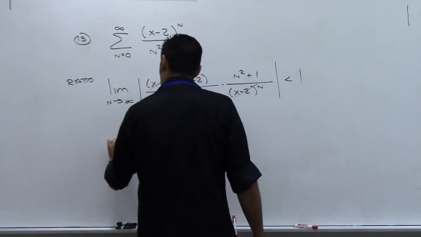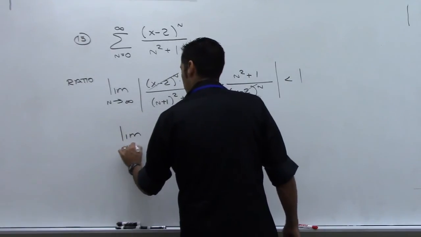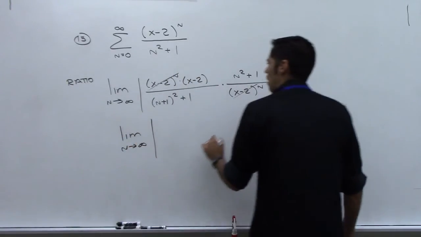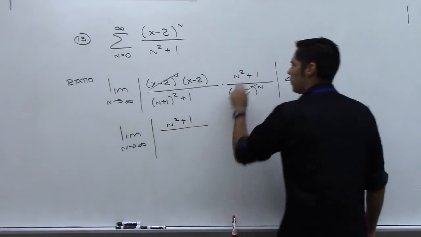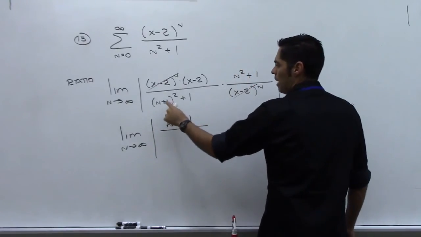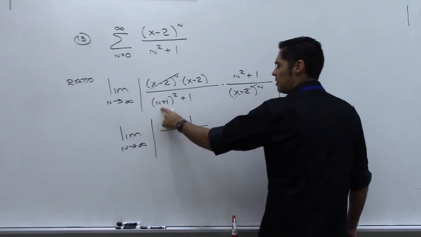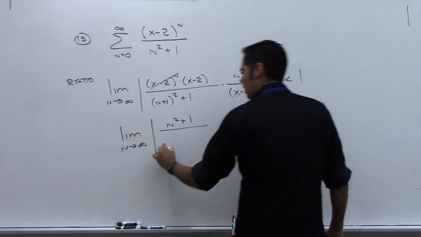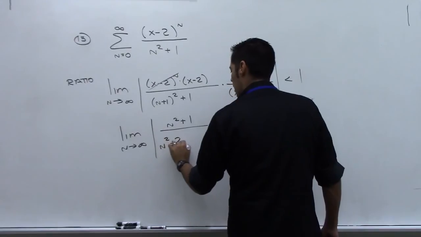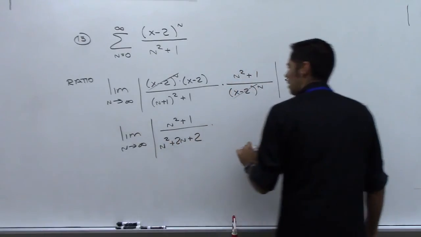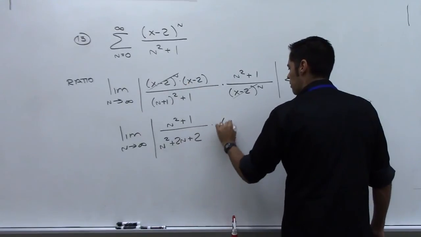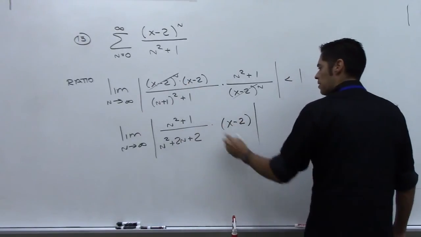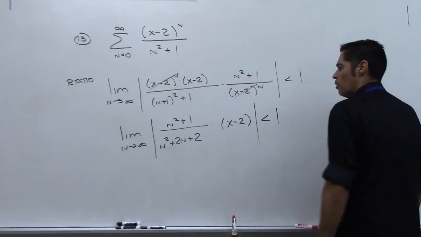So I'm just going to rewrite this, limit, n goes to infinity. All my n's: n squared plus 1 here on top. And on this one, I'm going to actually FOIL that out. We did this in class. And then add 1 to it. So I get n squared plus 2n plus 2, times, and then in terms of x, all I'm left with is that factor. Make sure you put it in parentheses because it's being multiplied. I need that to be less than 1.